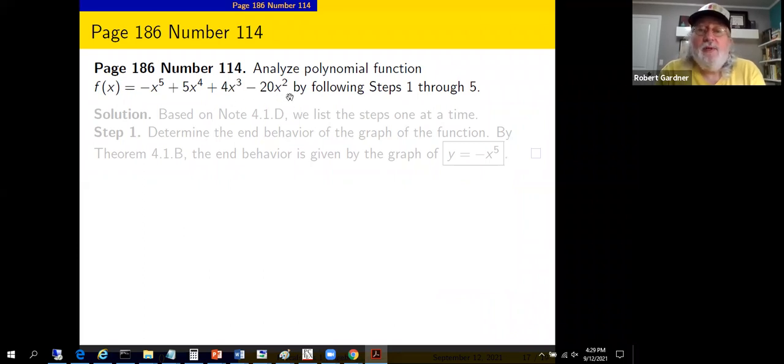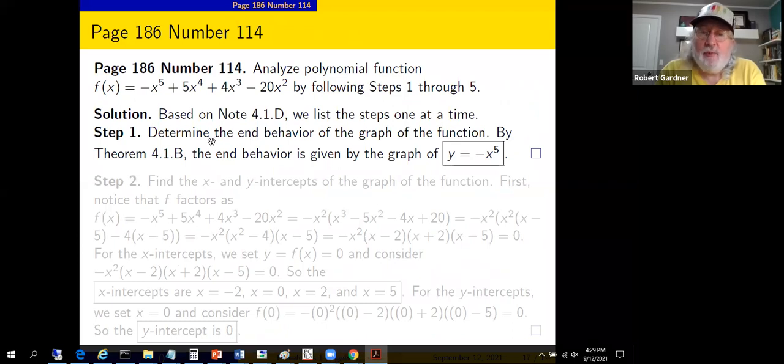5th degree polynomial. Let's follow those steps as laid out. So we'll just recall each of the steps. We know what to do. First step was determine the end behavior of the graph of the function. Well, that's just this first term. So y equals negative x to the 5th is the end behavior of the graph.